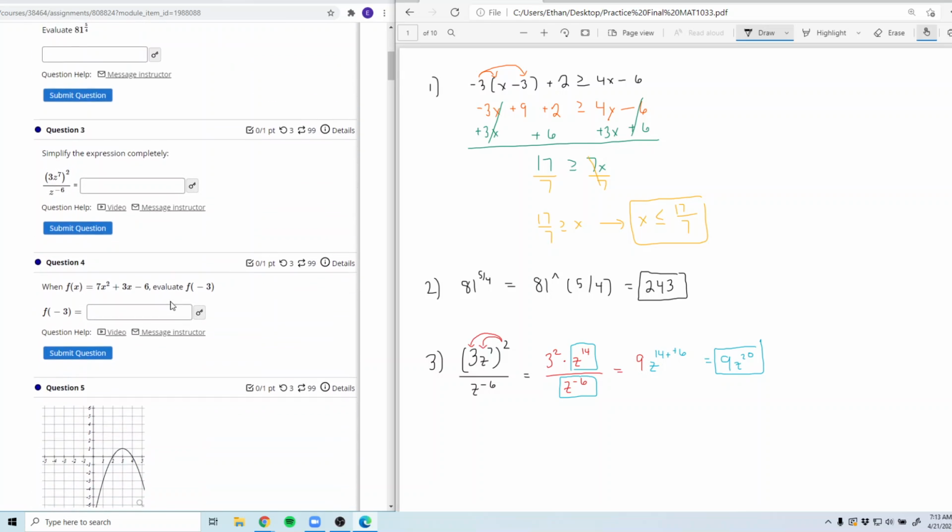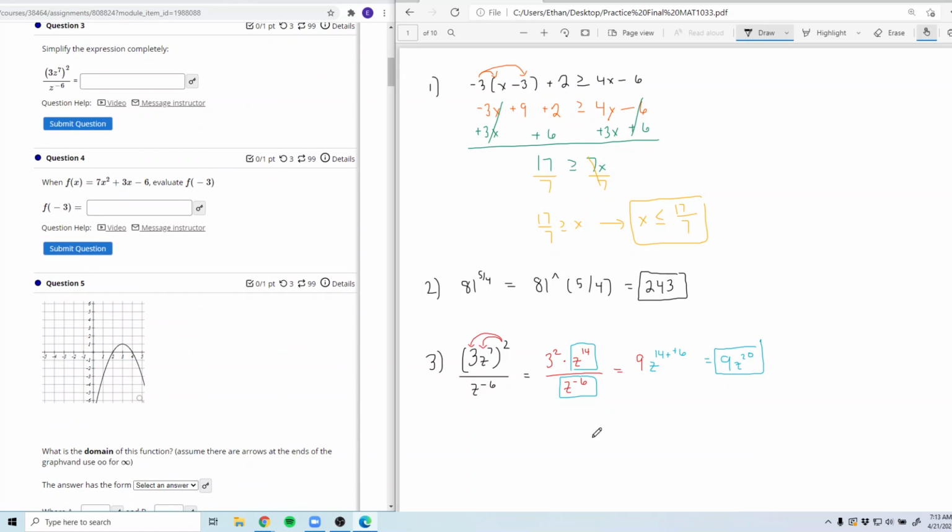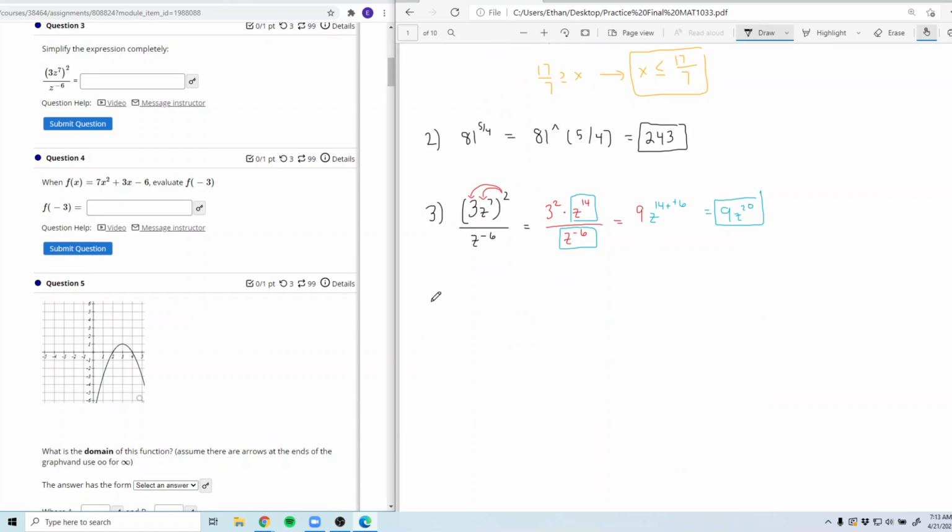Number 4 here. Number 4, we want to evaluate this function. We have f of x equals 7x squared plus 3x minus 6. And we want to evaluate f of negative 3. What is f of negative 3? Well, we should know that means just go ahead and plug in negative 3 for x.